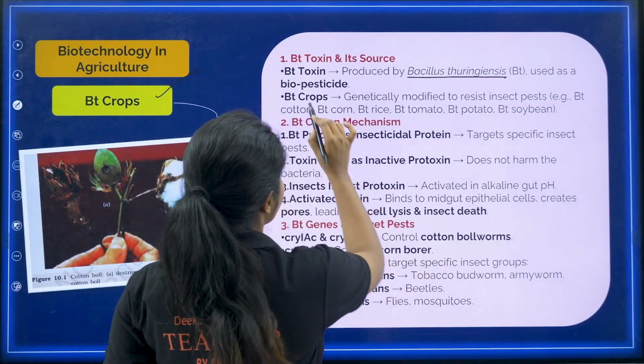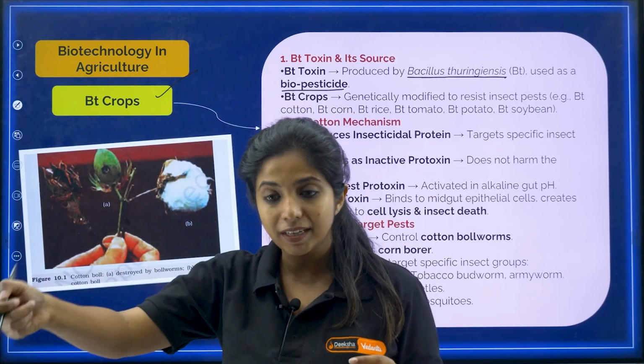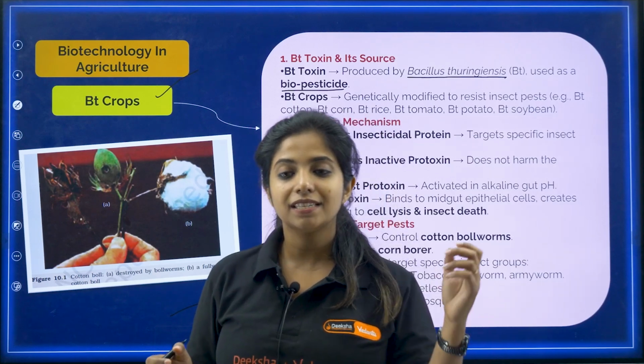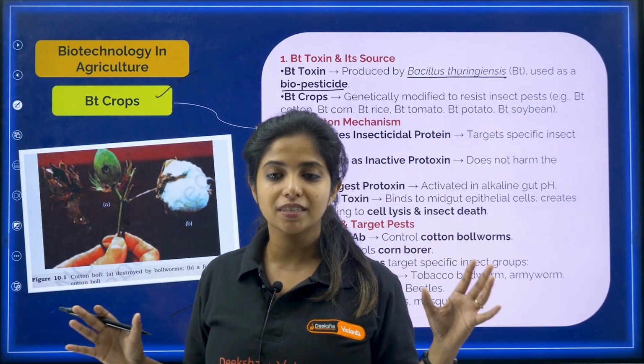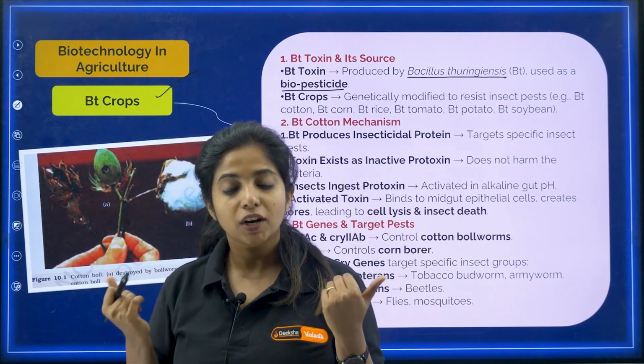Now it is going to act like a biopesticide. What do you mean by biopesticide? Basically, you do not need pesticide to kill a pest. Instead, if Bacillus thuringiensis is there, it is going to kill all the pests around there. It is not going to cause a problem to the plants as well.